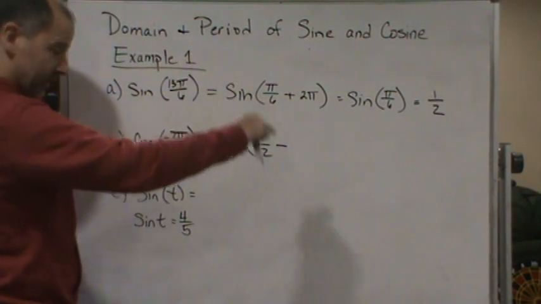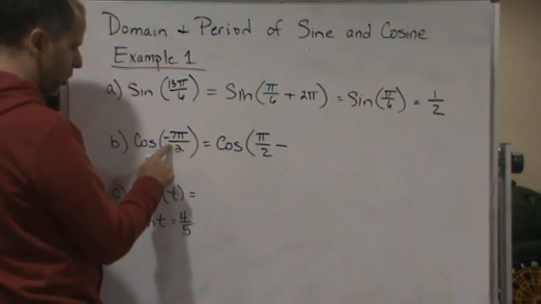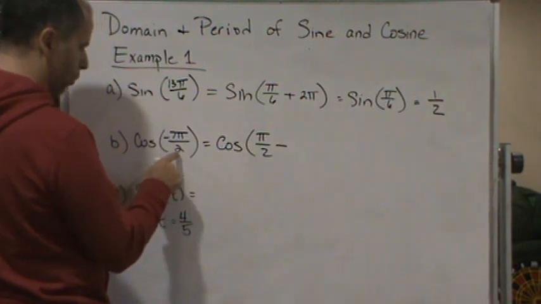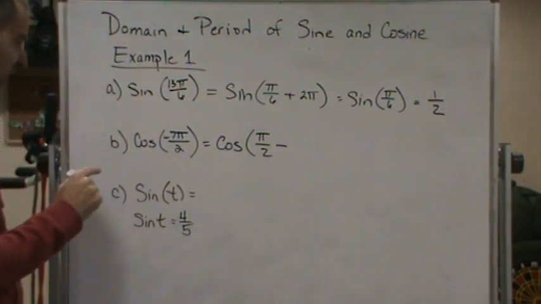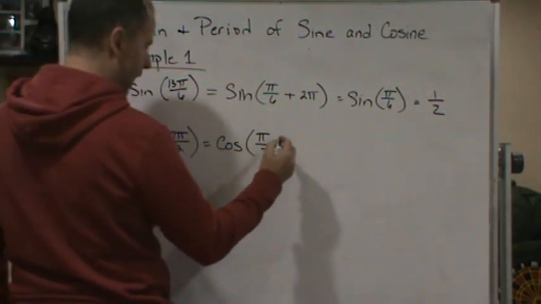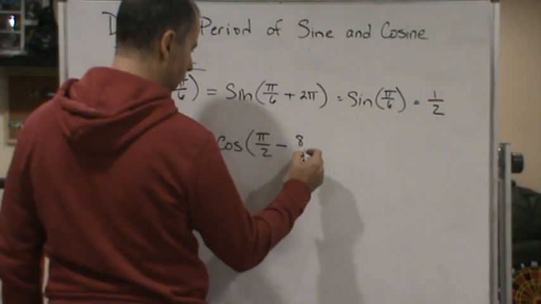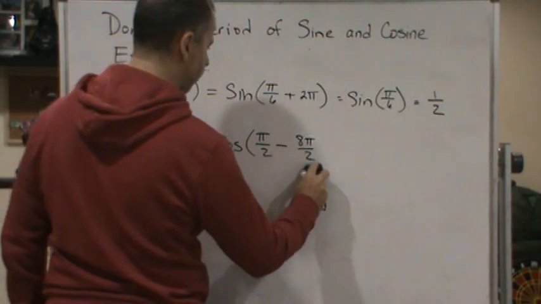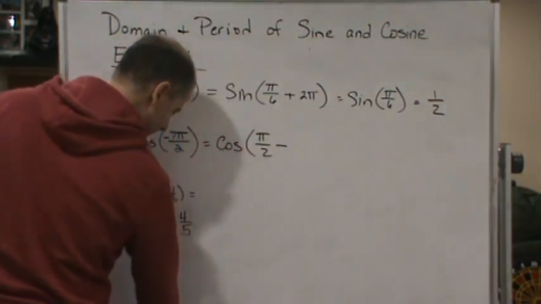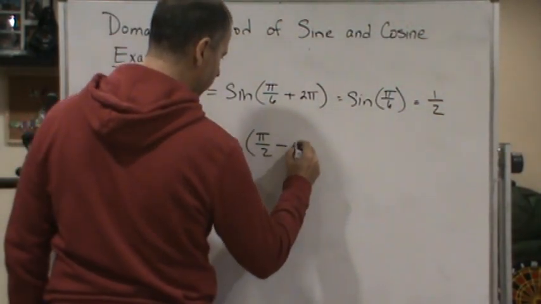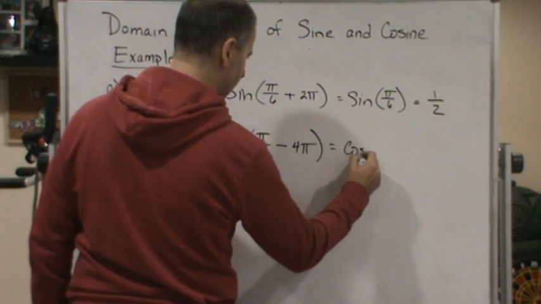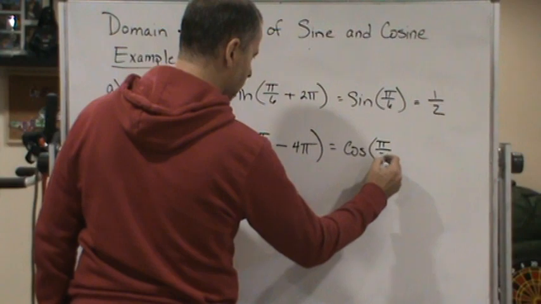I'm negative, so I'm going in the clockwise direction. If I start with pi over 2, how many would I have to subtract in order to get to negative 7 pi over 2? Well, I'd have to subtract off 8 pi over 2, which is the same as 4 pi, which is a multiple of 2 pi. So I know that this is going to equal cosine of pi over 2.